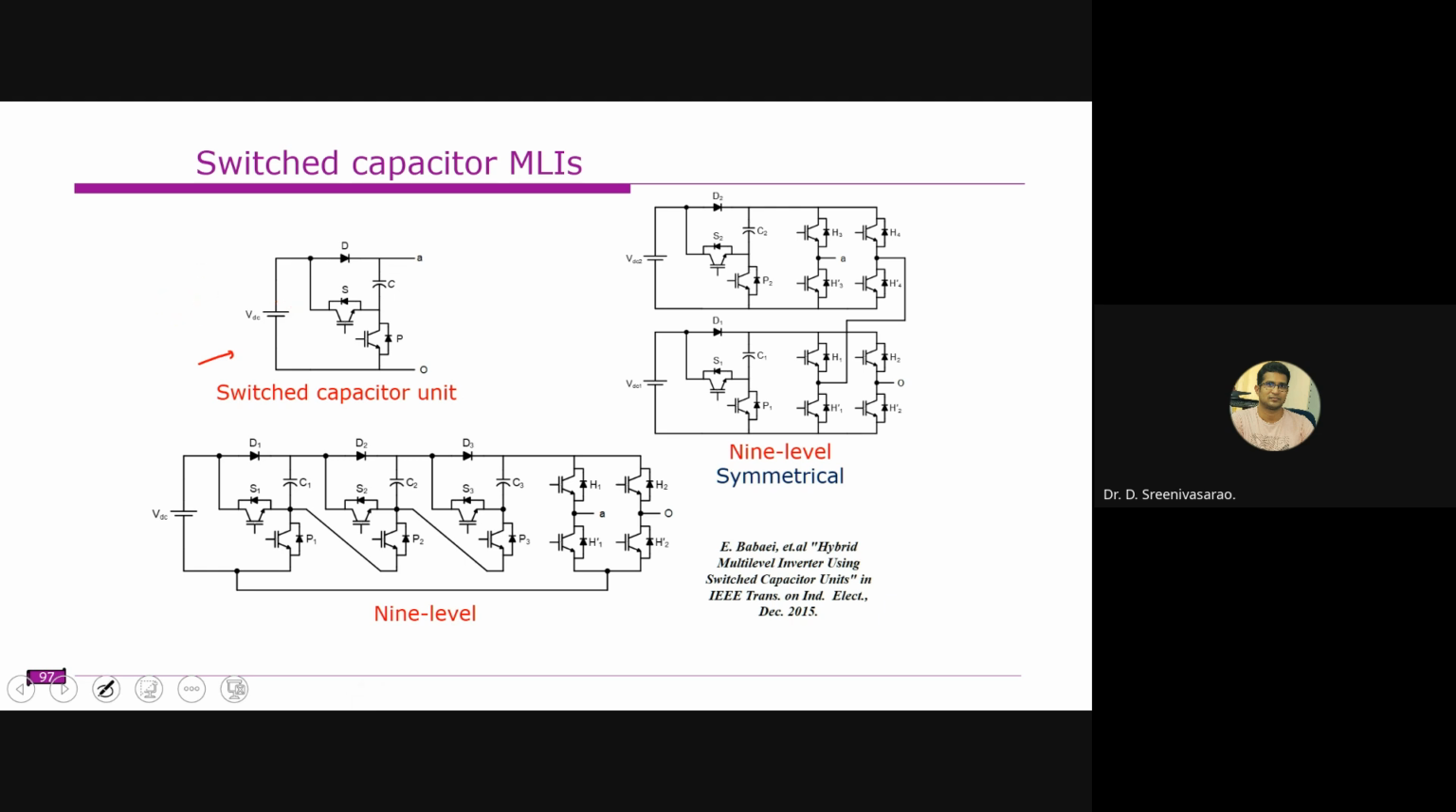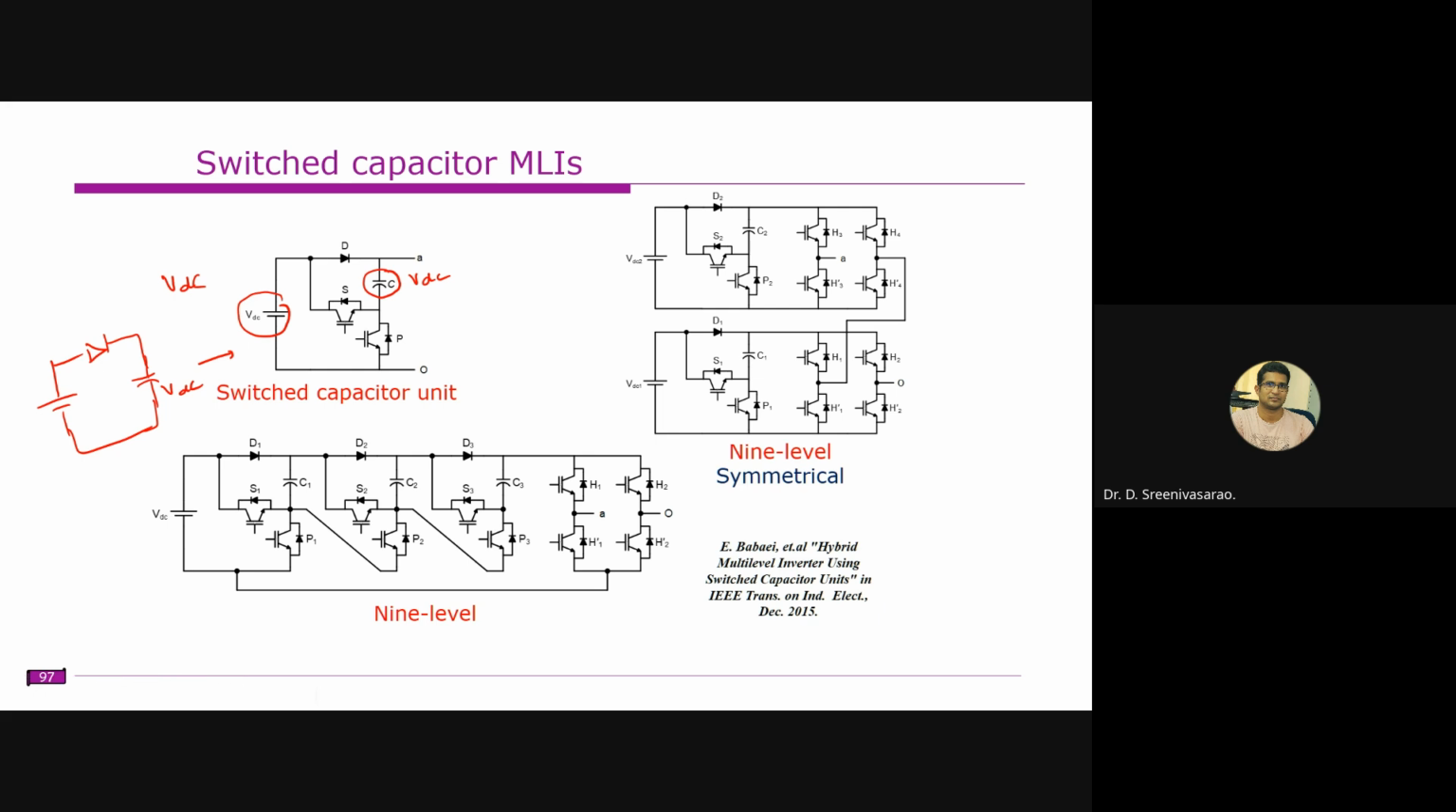So for this, this is VDC voltage. If you turn on the switch P, this DC source and this capacitor will be connected, with the diode in between forward biased, and the switch P on. So now this capacitor is charged to VDC when you turn on the switch P.